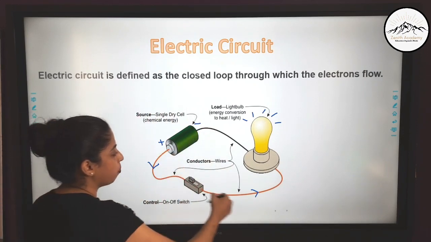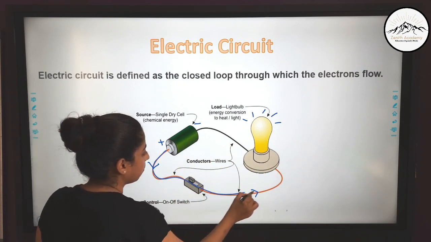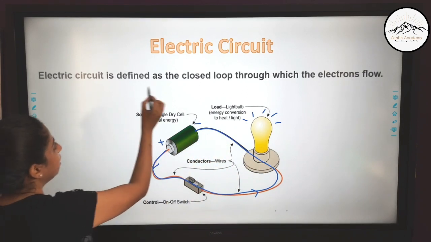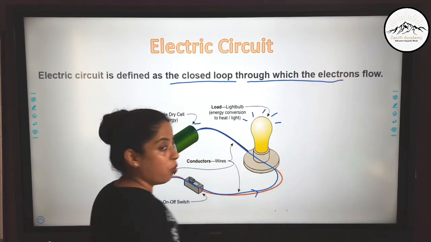So this is a closed path. So electrons are moving in this closed path, you can see. Okay. So an electric circuit is defined as the closed loop or closed path through which the electrons flow.